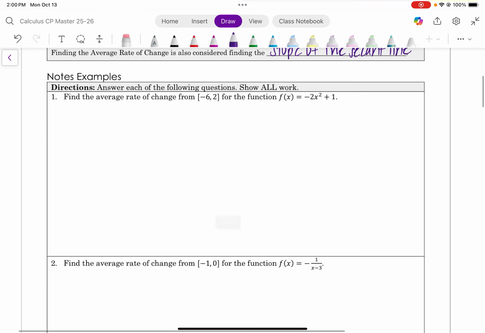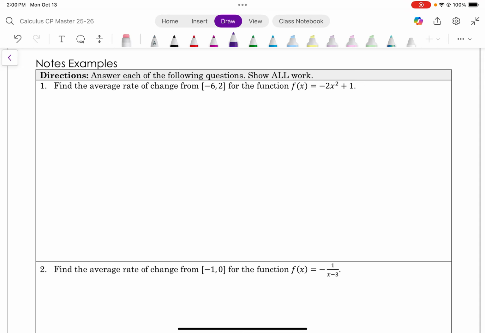Every time we do an example, I'm always going to give you the x values of what you're working on. You can see that this interval for finding the average rate of change is from -6 to 2. You can think of these as 2 x values. But in order to find the slope, I also need to think about the y values that go with them, or the f of a and the f of b. Now to get those, we'll use the given function.